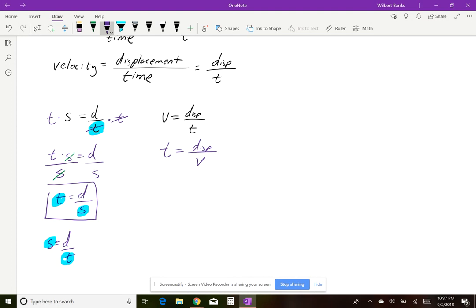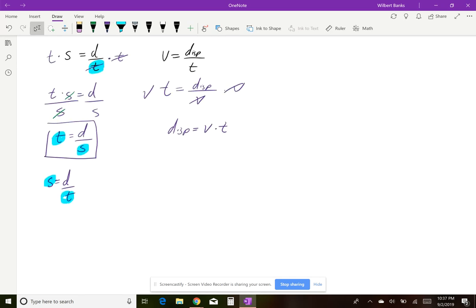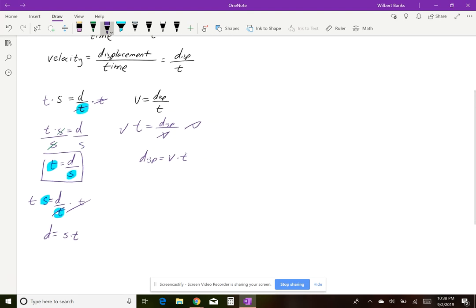To figure out displacement, I multiply each side by v if I want to do that, and I'll cancel that out. So that means that displacement equals velocity times time, and that'll be the same thing over here. So I multiply each side by t. This will cancel out. That means the distance equals speed times time. Okay. So that aspect is very important.